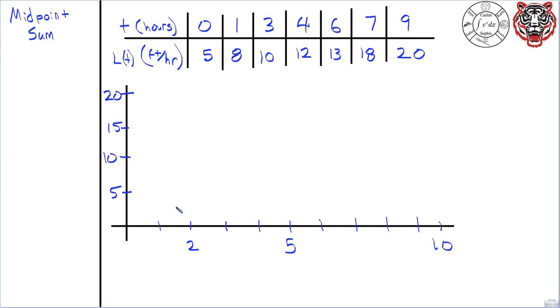All right. We have a pretty good idea of what's going to happen. Now we need to graph all these points. So 0, 5. 1, 8. 3, 10. 4, 12. 6, 13. 7, 18. And 9, 20.